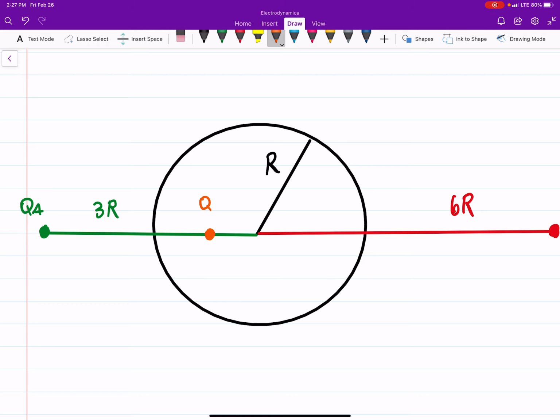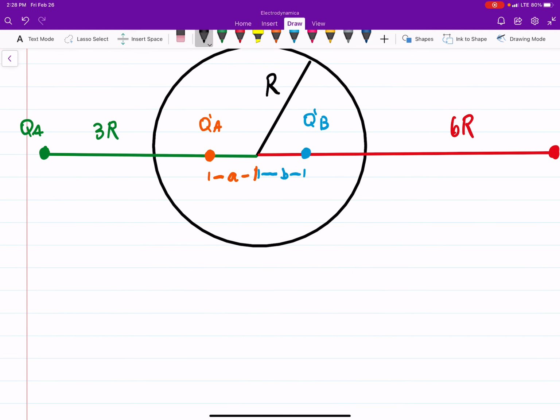I'll call this Q prime of A, and the distance from the center will just be A, and also Q prime B, which I'll call a distance B from the center. So those are our two imaginary charges. The sphere itself basically doesn't exist. We're getting rid of the conducting sphere and replacing it with two imaginary charges, Q prime of A and Q prime of B.